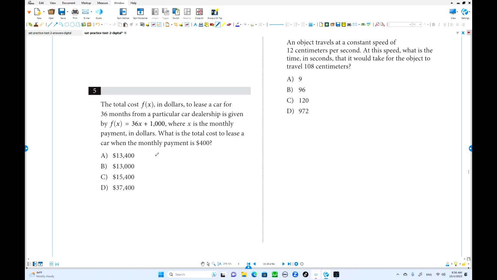Number 5, we have the equation over here. So 36x plus 1000, okay? After 36 months for the particular car dealership is given by here. X is the monthly payment. So what is the total cost to lease the car when the monthly payment is 400? X equals monthly payment. So 36 times 400 is what? 14400. We need to add 1000 over here, okay? So 15400 is the total lease cost. Okay, so choice C is the answer.